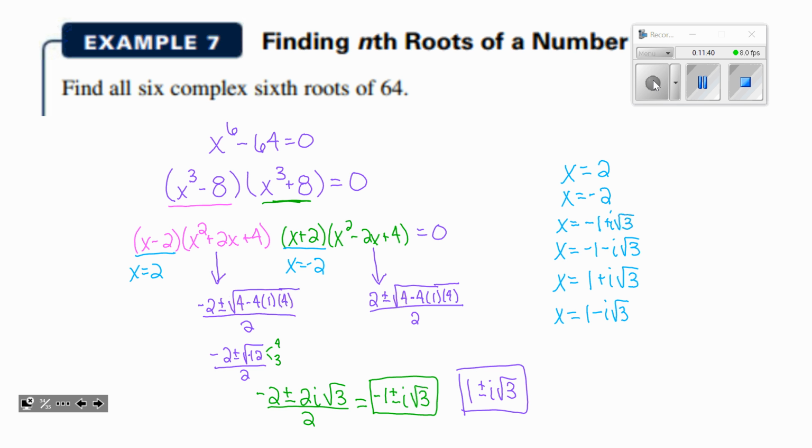So there's some creative factoring going on to solve problems like this. You should probably star this one.